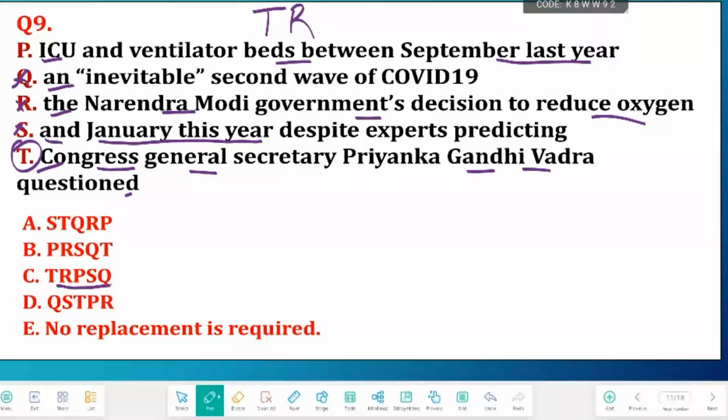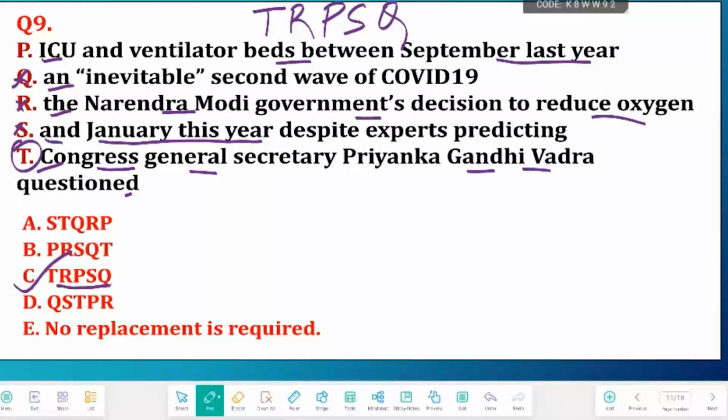After that, P: to reduce oxygen. T, then R, then P: to reduce oxygen, ICU and ventilator beds. Okay, fine. Now this is sounding more correct. After that, S: September last year and January this year. So TRPS and then your Q. So the correct answer will be TRPSQ. Your correct option is C. So this is correct. Let's move on. I hope you have got this correct. Any doubts over here? I hope not, because this is a very easy parajumble.